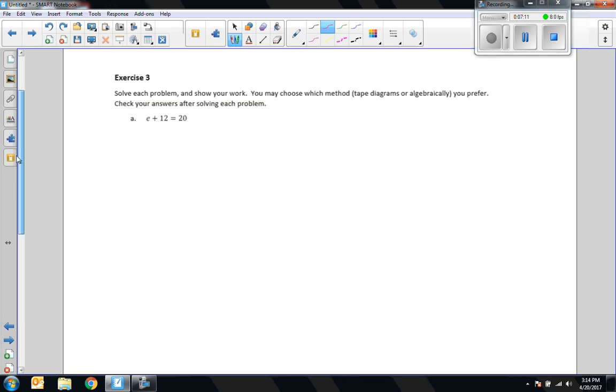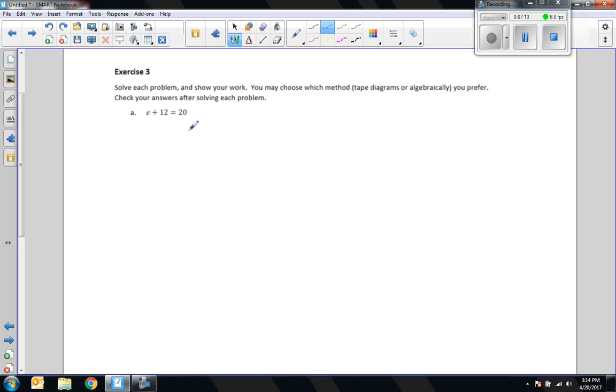Exercise 3. Solve each problem, show your work. You may choose which method, tape or algebraically, you prefer. Check your answer after solving each problem. I obviously prefer the algebraic expressions because we are not going to be using tape diagrams in the future. When you take Algebra 1, Algebra 2, the tape diagrams are no longer going to be practical. So let's try doing this algebraically.